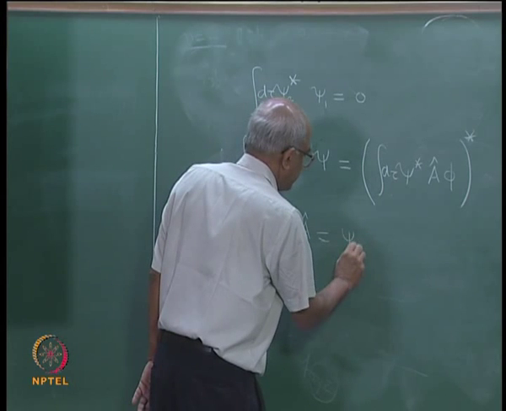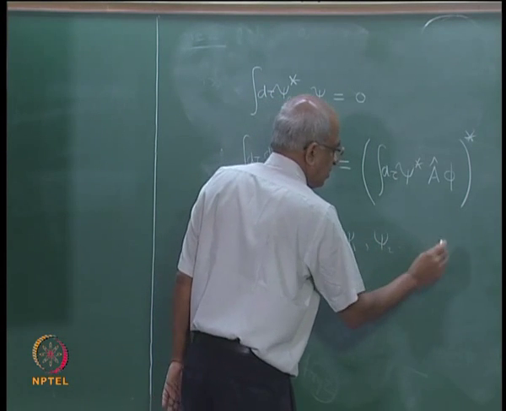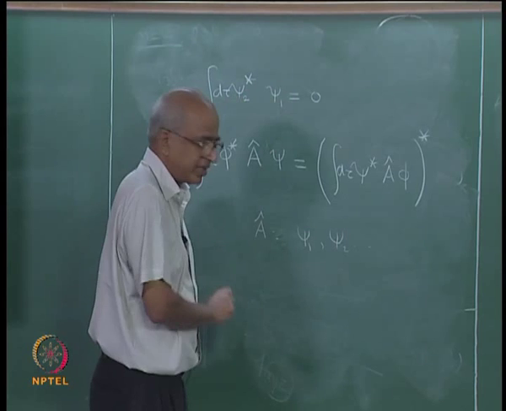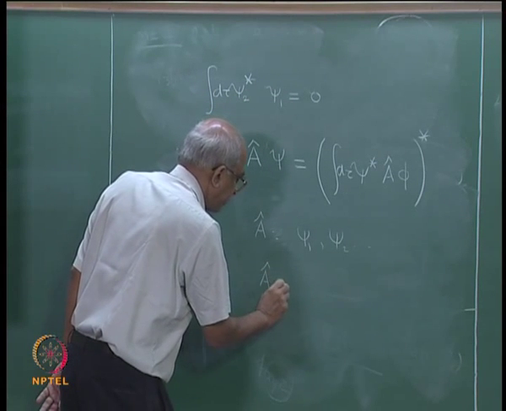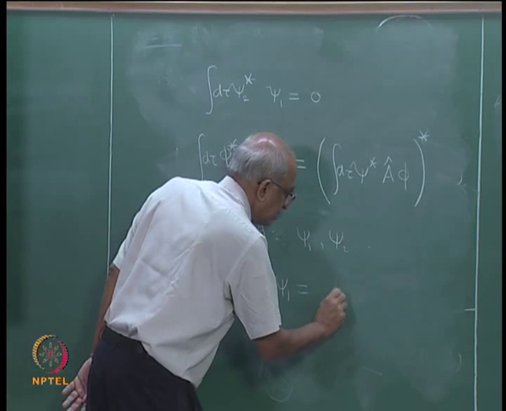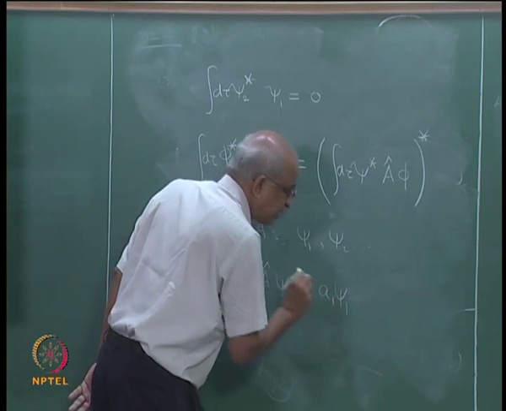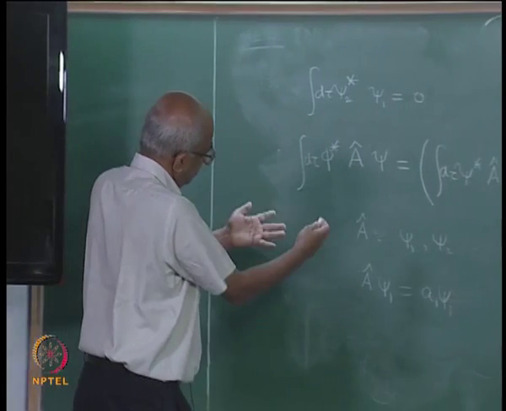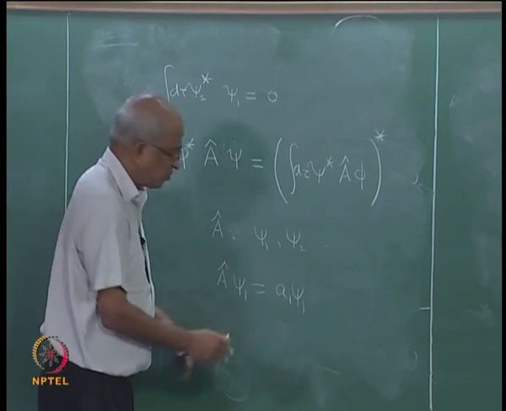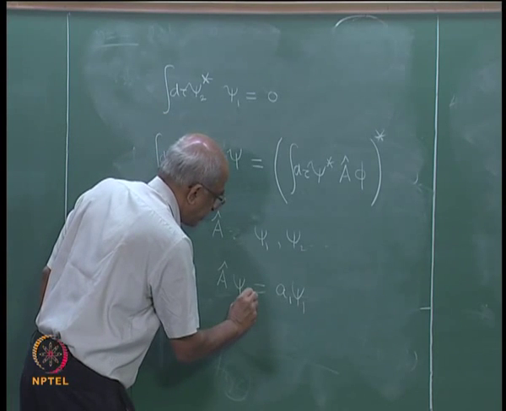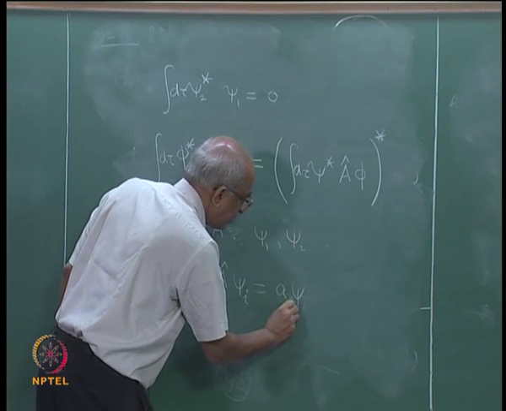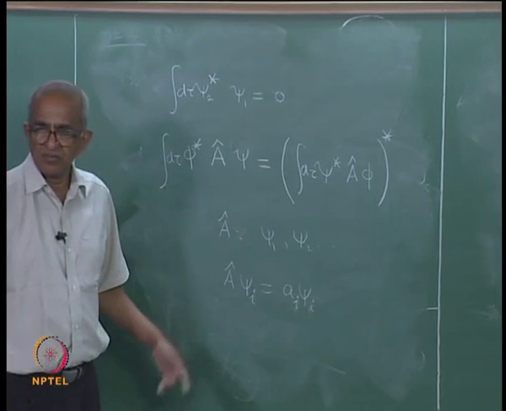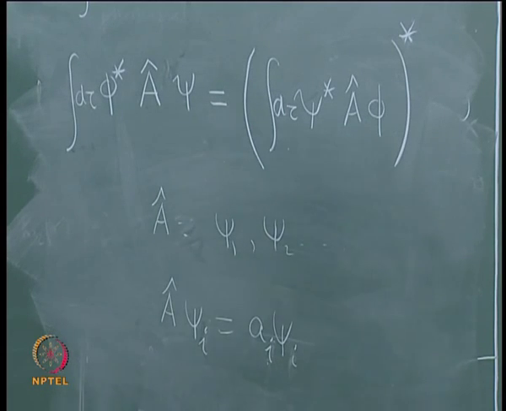Let me say that psi 1, psi 2, etc. is a list that goes to infinity, and these are eigenfunctions of the operator A. What it means is that if A operates upon psi 1, the answer is going to be psi 1 itself multiplied by the corresponding eigenvalue, which I will denote by the symbol small a 1. And if it operates upon psi 2, the answer is going to be a 2 times psi 2. I can generalize and say that if A operates upon psi i, the ith eigenfunction, the answer is going to be a subscript i multiplied by psi i. This is how the eigenvalue equation would look.